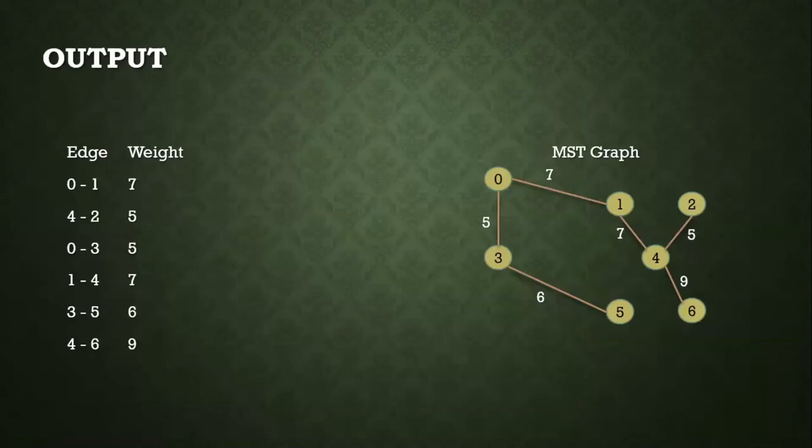Here you can see the output from 0 to 1, there is an edge weight. Then 4 to 2, there's an edge of it. The output will show all the edges that are in the MST graph with their weights.